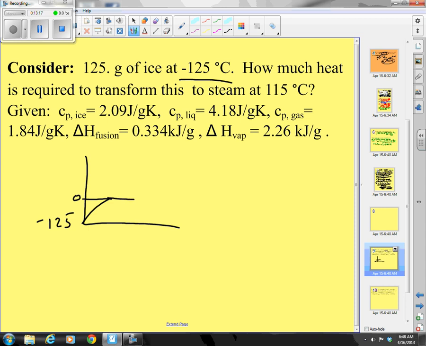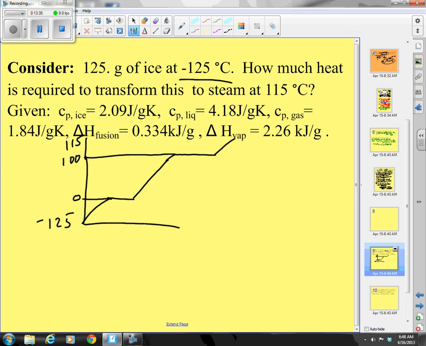Then I'm going to go from 0 to what? I'm going to go from 0 to 100, because that's going to be my liquid range. And then I'm going to vaporize, and then I'm going to go to what final temp? 115. Okay, good. So that helps me see what I have to do.